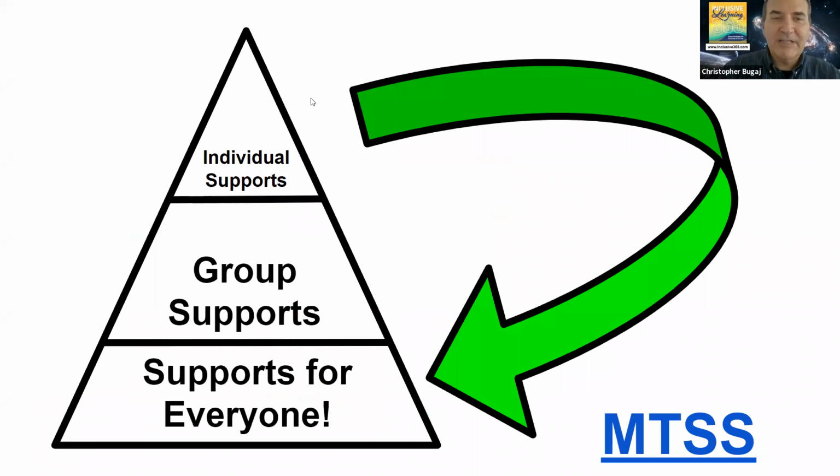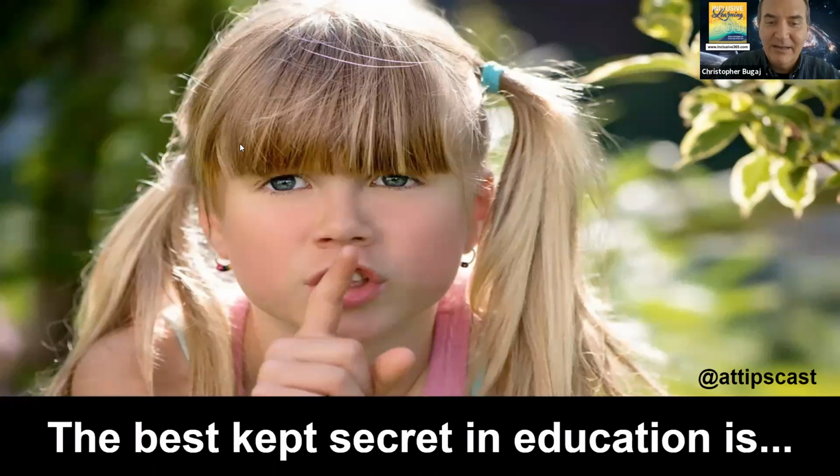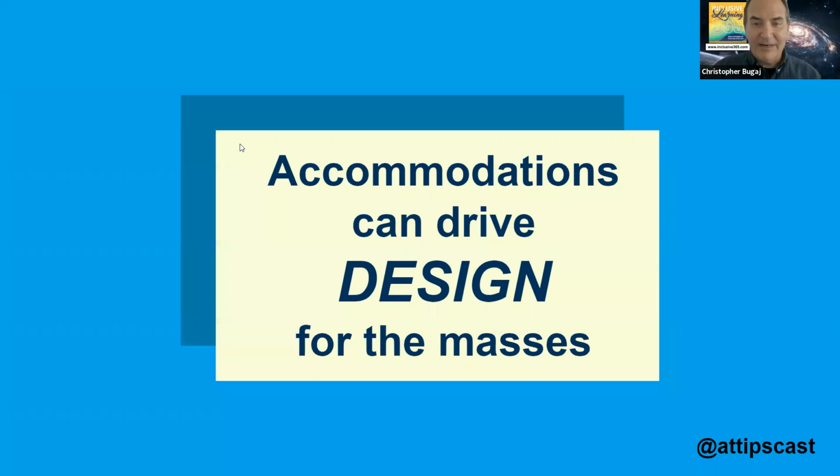You have to understand that tier 3 supports, to use EJ's terms there, individual supports, are not static. Over time, they flow in this direction. They go down here so that there's supports for everyone. And so what does that mean when it comes to AAC, right? Well, here's the best kept secret.